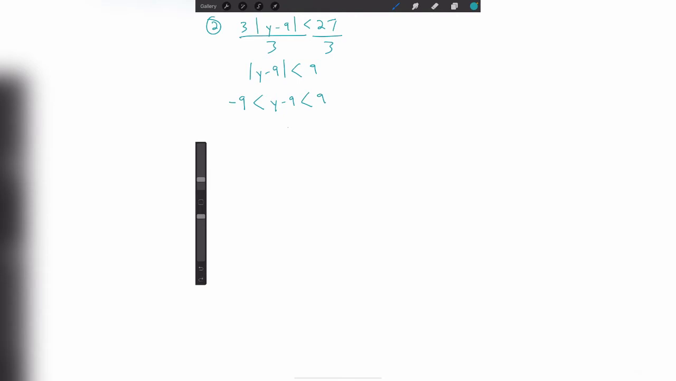Okay, and now I'm going to go ahead and solve, add 9 to the left, the middle, and all the way on the right of this inequality. And I get -9 plus 9 is 0. All right, 0 is less than y, which is less than 9 plus 9, which is 18. Okay, now we have to graph this.